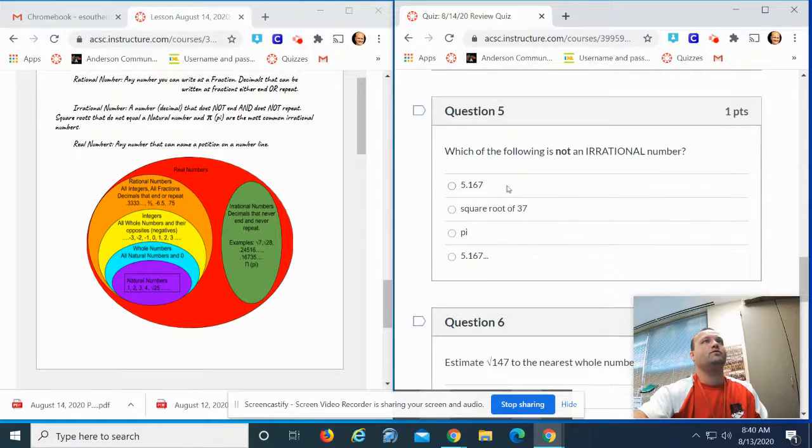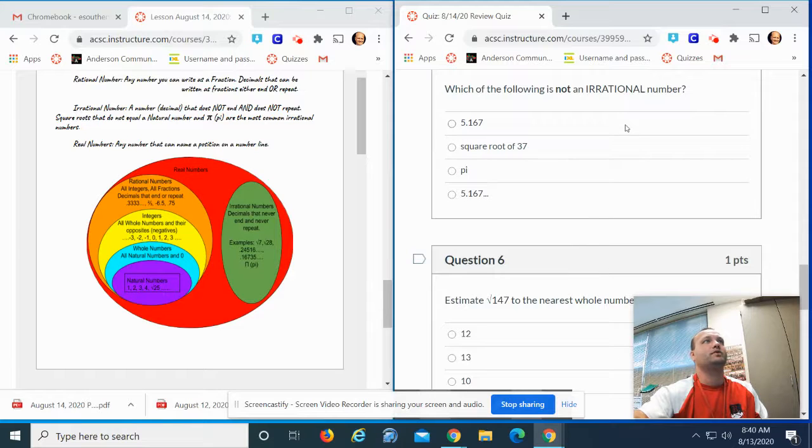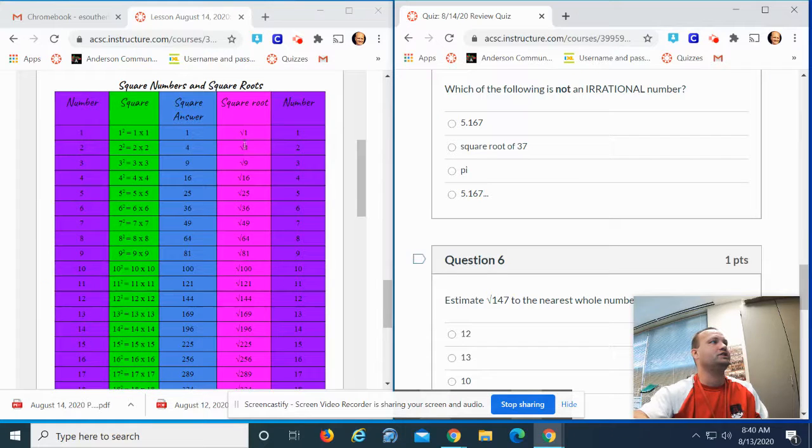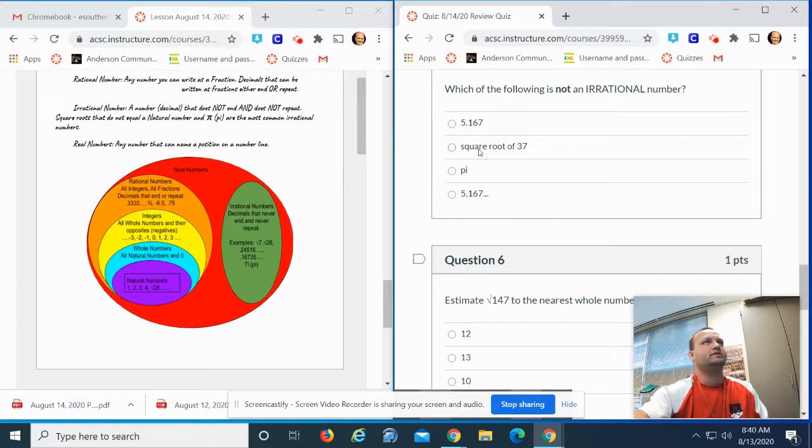And then it says, which of the following is not a rational number? Okay, so the square root of 37, it's not a perfect square. I can check that by going to this sheet and seeing square root of 36. It's not, so that one is an irrational number. We know pi is an irrational number. And the definition of an irrational number is a decimal that never ends and never repeats. Well, if we look right here, 5.167 and so on, it doesn't end, and I can't seem to come up with a pattern. However, 5.167, and then it stops. It doesn't go on any further.